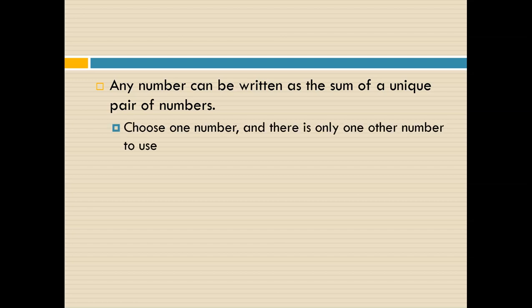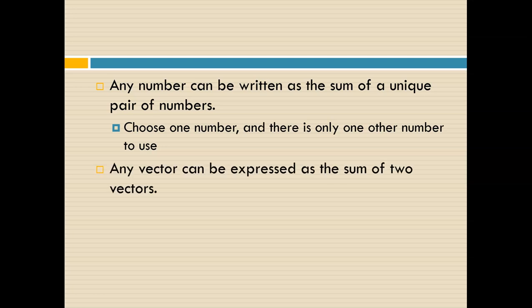So if I choose a number like 10, there's an infinite number of pairs that sum up to 10. But each pair is unique. If I choose 4, then the other number must be 6. If I choose 15, the other number must be -5. Do you see where I'm going here? So when you choose the first one, the second one is of necessity. Well, we can do the same thing with vectors.